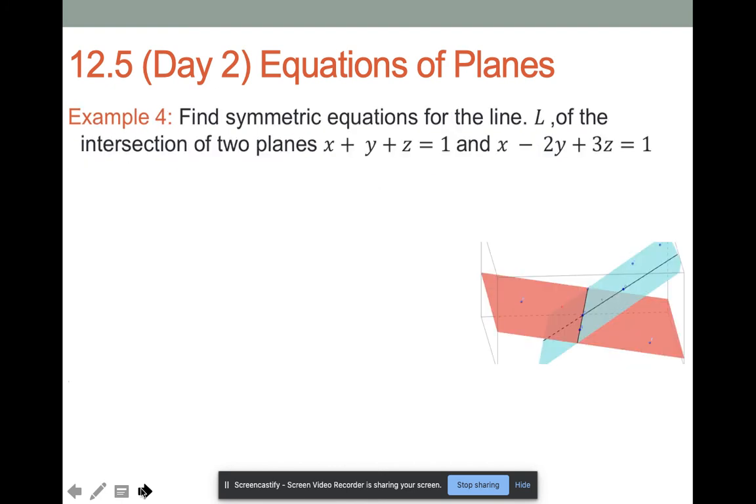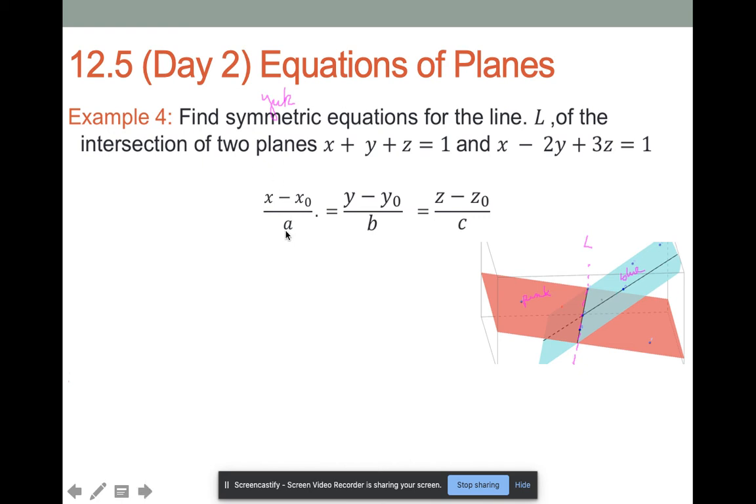All right, next. Find symmetric equations, ew. I don't like symmetric equations, for the line L of the intersection of these two planes. Pink and blue. Right, so two planes meet, they meet in a line. And I want to find the equation of that line, and I want it to be in the symmetric form. So there's a symmetric form.